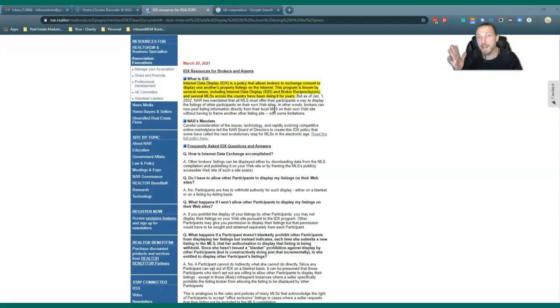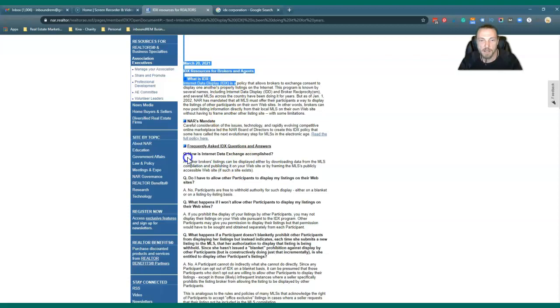One of the reasons why I'm covering what IDX actually is and what it does is that even NAR has a very confusing policy or display. They say Internet Data Display, IDX, is a policy that allows brokers to exchange consent to display one another's property listings on the Internet. This program is known by several names, including Internet Data Display, IDD, and Broker Reciprocity. Then a few sentences later on the same website, in the frequently asked IDX questions and answers, it asks how is Internet Data Exchange accomplished? So right below where it says IDX stands for Internet Data Display, it now says Internet Data Exchange.